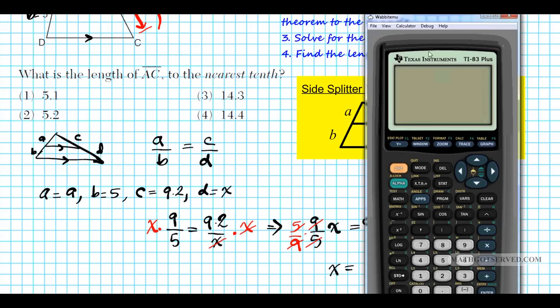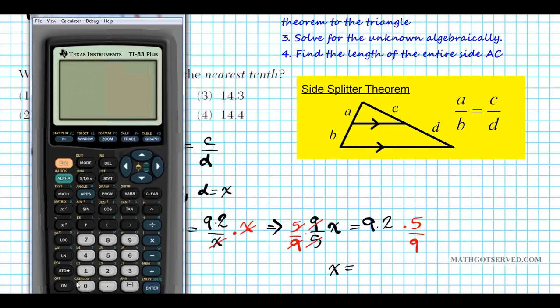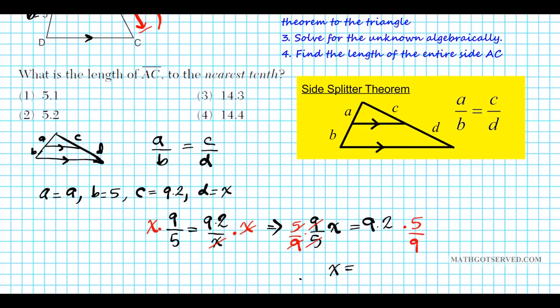Let's use our calculator here to evaluate that product. So we have 9.2 times 5 divided by 9, and we get 5.11. So x is approximately 5.11. Let's go ahead and write that down. That's approximately 5.11 repeating. Let's just put it 1, 1.